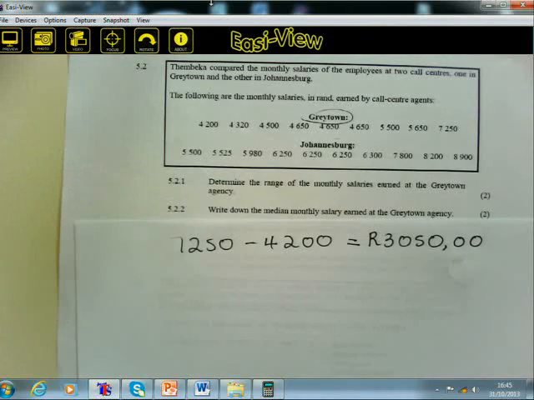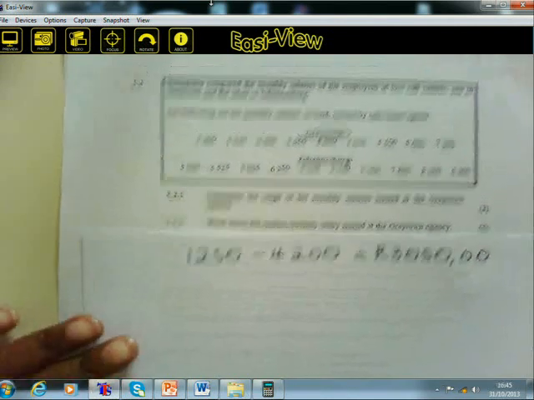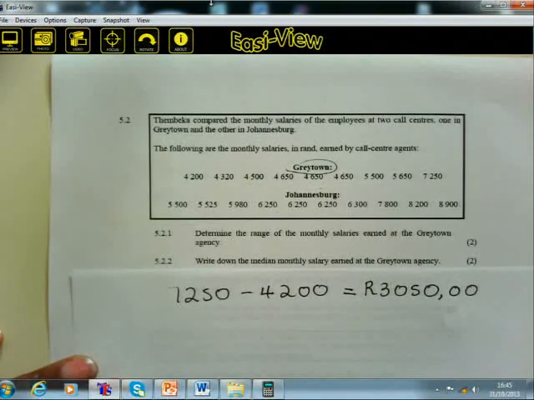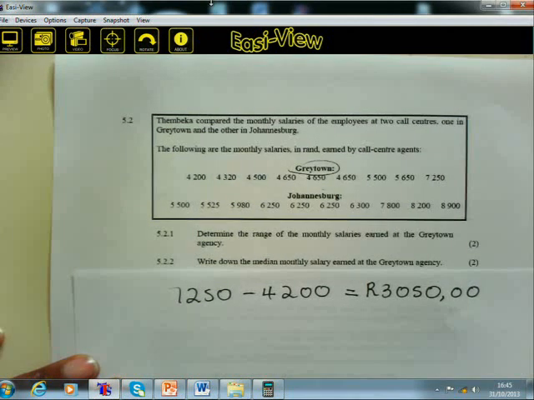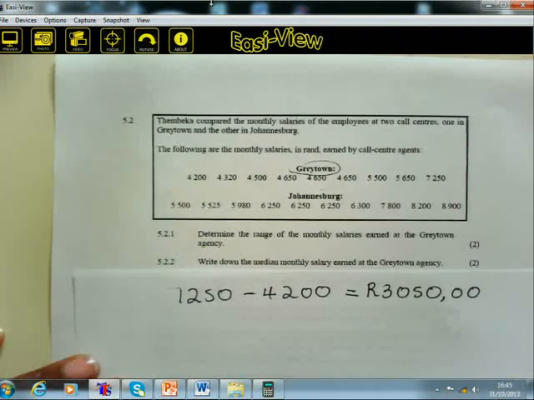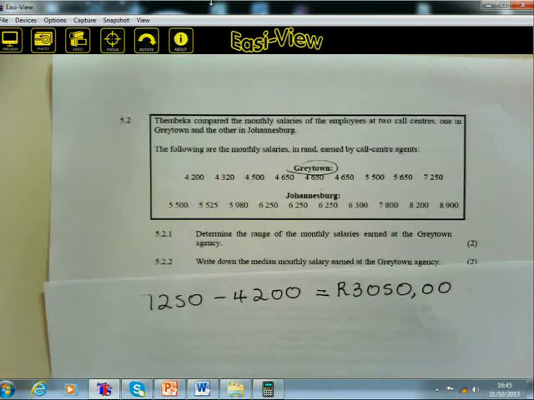5.2.2. Write down the median monthly salary earned at Greytown. You look at how many numbers are there. Remember what the median is. I know most of you, when they are asked to calculate the median, you calculate the mean. When you have to calculate the mean, you calculate the median. So the median is the middle number, the number that divides the data set into 2 equal parts.